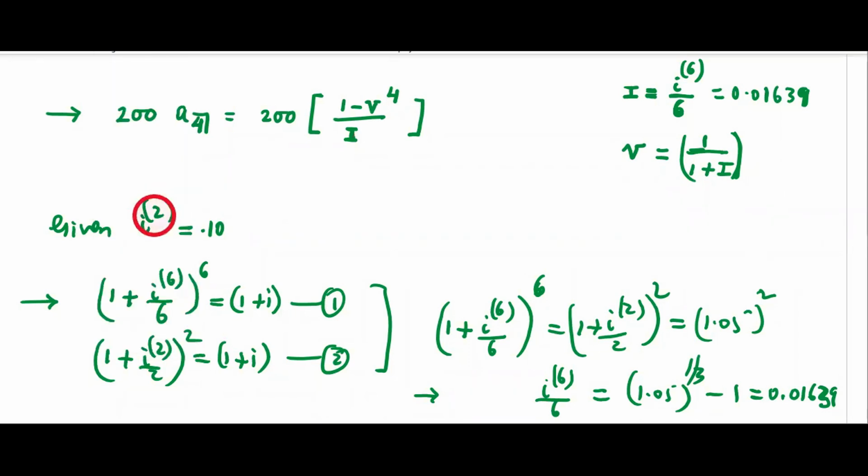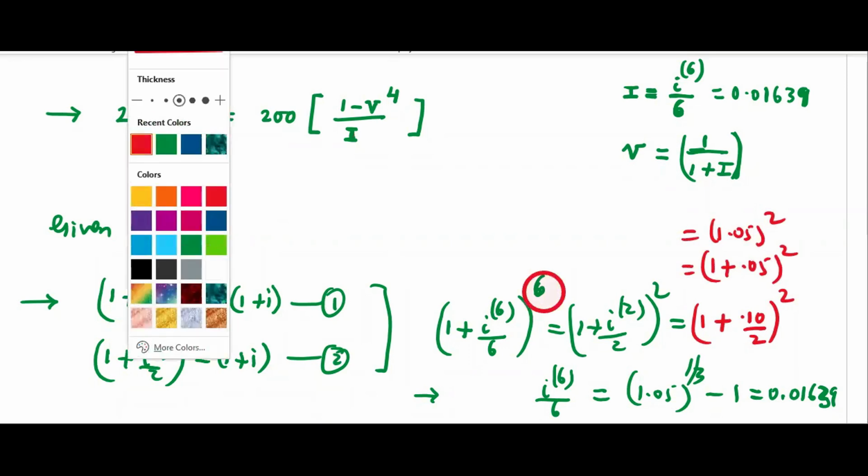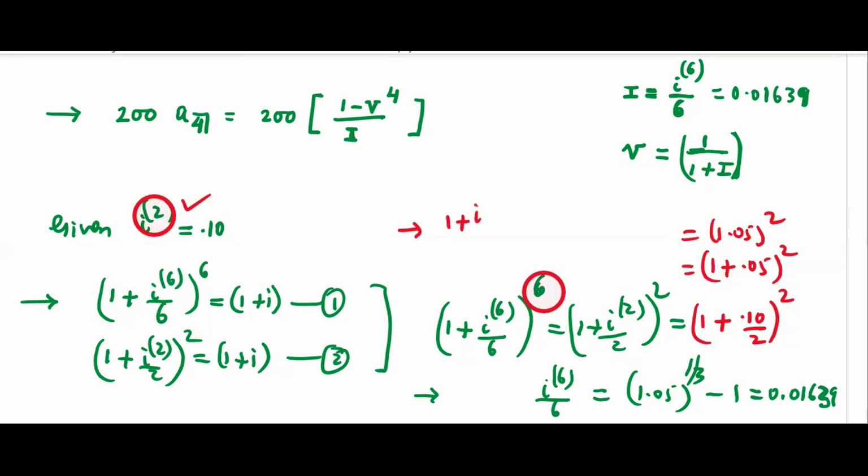So what I did is, I substituted whatever is given, 0.10. Then I divided by 2, then I squared it, and I got 1 plus 0.05 squared. That was 1.05 squared. And then the 6 I took this side. Then I got 1 plus I6 divided by 6, and that is 1.05 to the power 2 divided by 6.